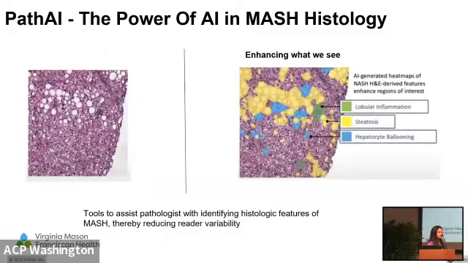However, with AI, this is how it looks. So this is pretty remarkable. So again, it's just nicely color-coded. We see the inflammation, we see the ballooning hepatocytes, and it's very clear that this patient has steatohepatitis.